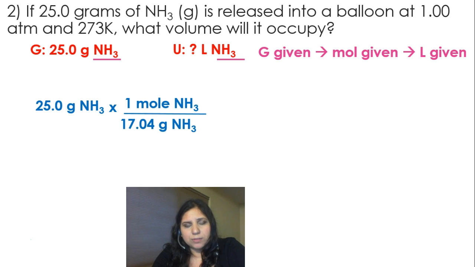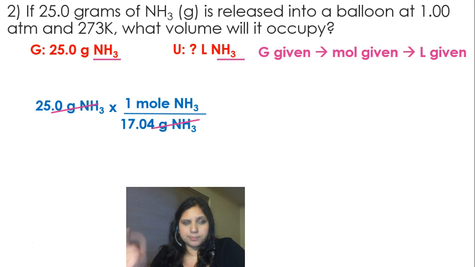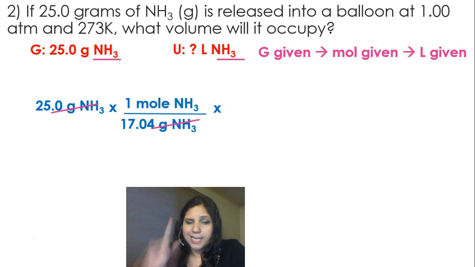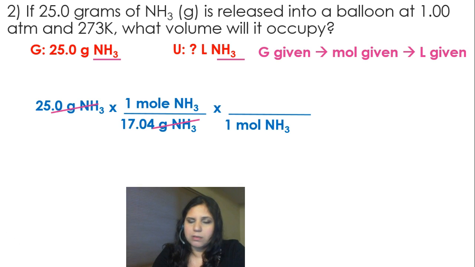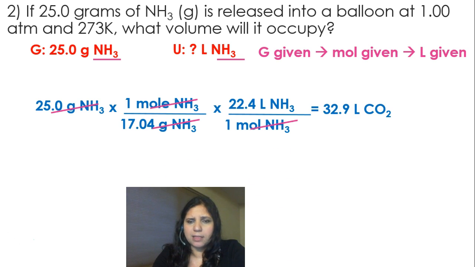1 mole of ammonia goes on top. Remember, when you're finding the molar mass, it's always for just 1 mole. Okay, grams of ammonia cancel. Now that got me from grams to moles. Now I need to go from moles to liters. Because it's at STP, I say 1 mole of any gas, which this time is ammonia, is 22.4 liters. So that cancels. I do the math, and I get 32.9 liters of CO2.